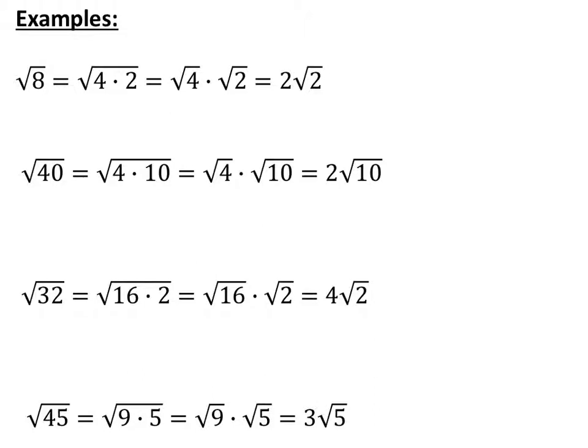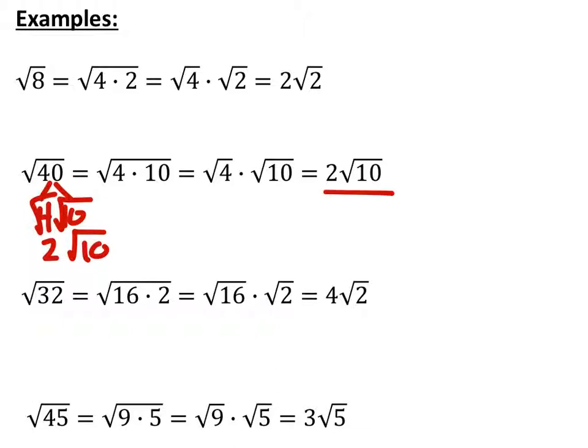So this would be an example of it. Like the square root of 40 right there. What they're saying is that we've taken 40, we've split it up between 4 and 10. So the square root of 4 is 2, and the square root of 10, 10 is not a perfect square, so it just remains there. That's why we get that answer.